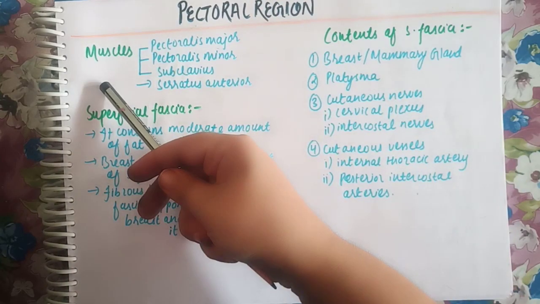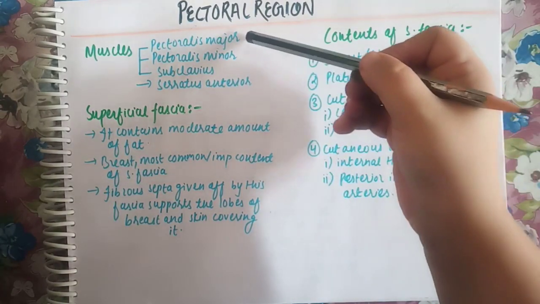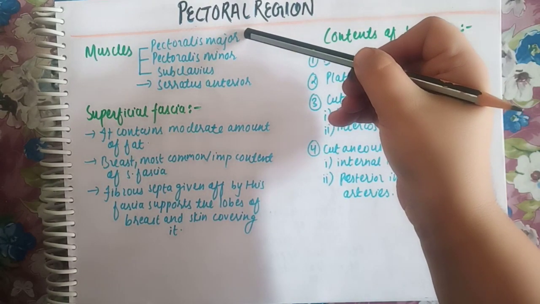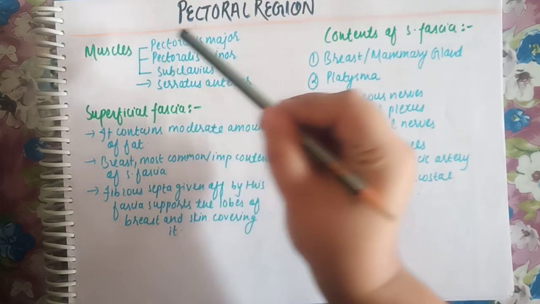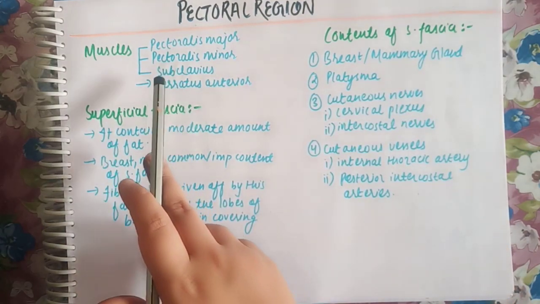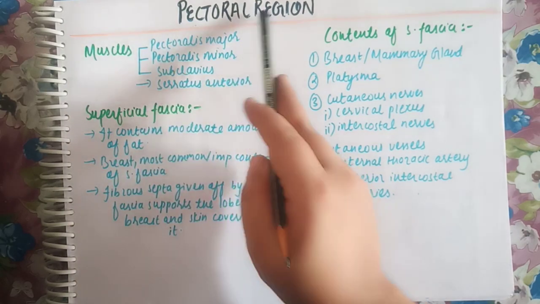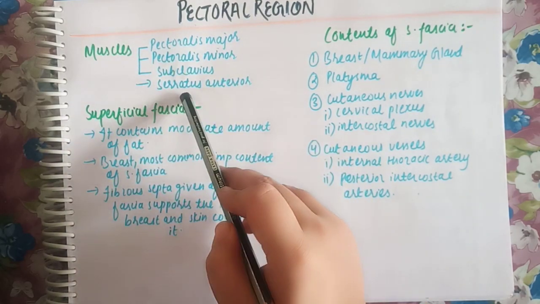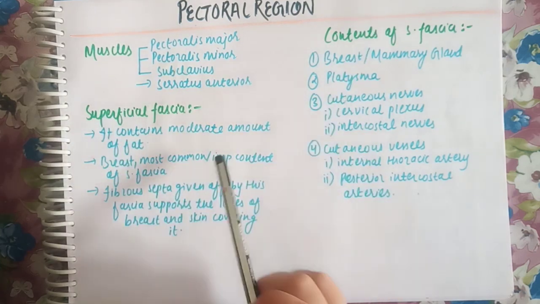In the pectoral region there are different muscles, as I have already mentioned in the all muscle video, the upper limb muscle video and the nerve supply. Here there are muscles called pectoralis major, pectoralis minor, subclavius, and there's some other muscle, that is serratus anterior. We do not consider it under the muscles of the pectoral region, but it can be included in the pectoral region as well. I'll let you know about the serratus anterior separately.